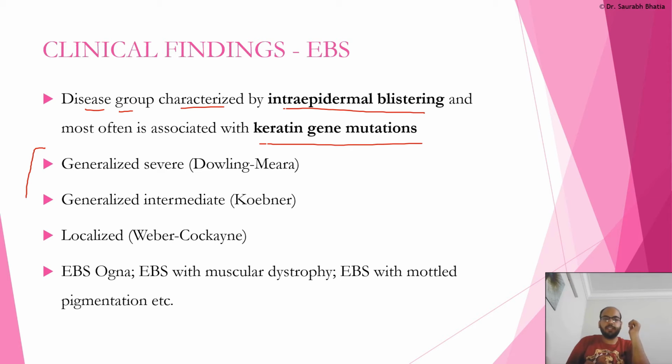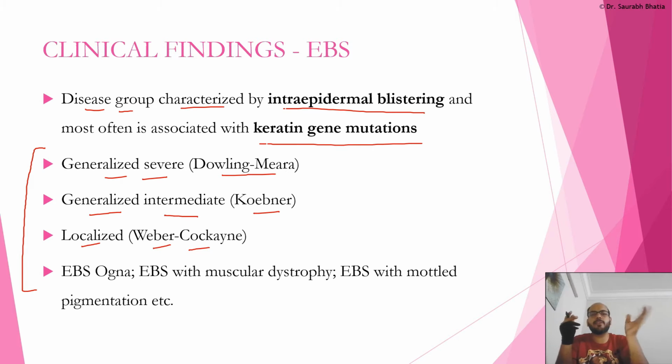As we have mentioned, there are four distinct clinical types, not distinct, there can be overlaps, but there are four major subtypes. The generalized severe one, also known as Dowling-Meara, the generalized intermediate one, known as Koebner's, and the localized one, known as Weber-Cockayne. But these are older terms, okay? If you read Rook's 10th edition, these terms are not that much used. Now it mentions autosomal dominant generalized severe EBS, and autosomal recessive generalized severe EBS. That's how Rook's 10th edition mentions it.